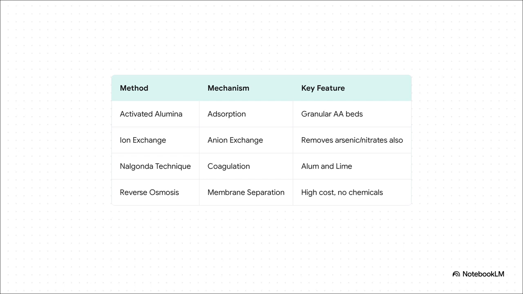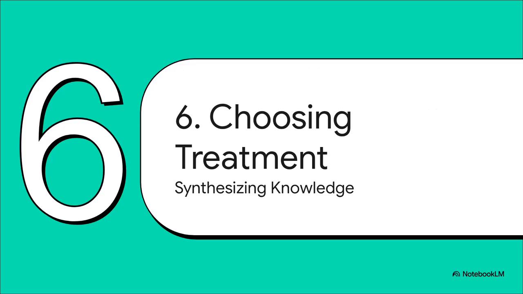But a really key one to remember is the Nalgonda technique. It uses common chemicals like alum and lime to make the fluoride precipitate out of the water. Its simplicity and low cost make it absolutely vital in regions like India, even though its main drawback is the sludge it produces. Okay, so we've covered all the individual tools in our advanced treatment toolkit.